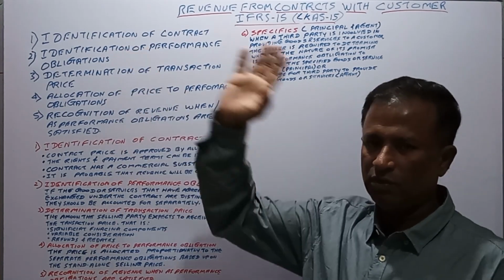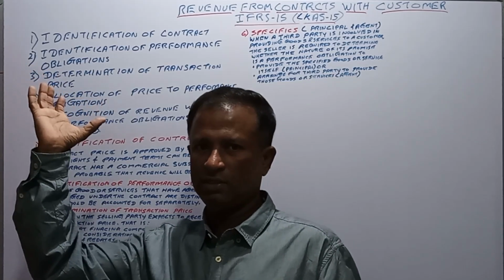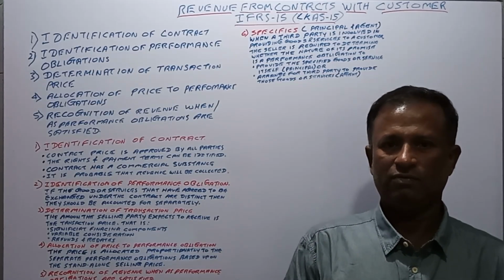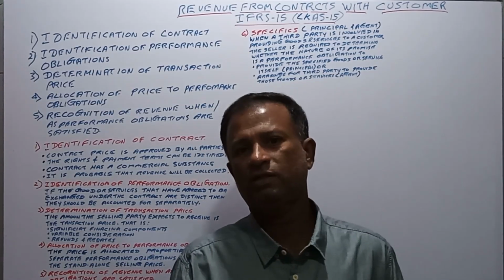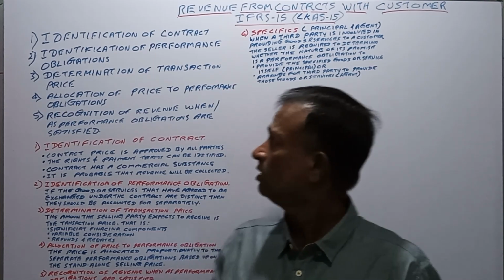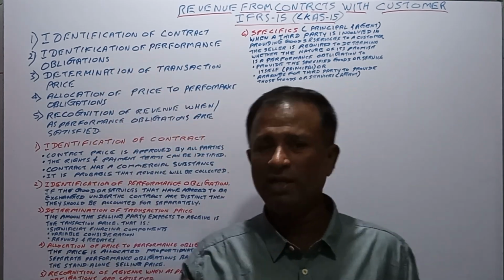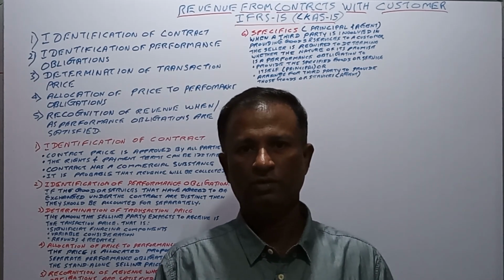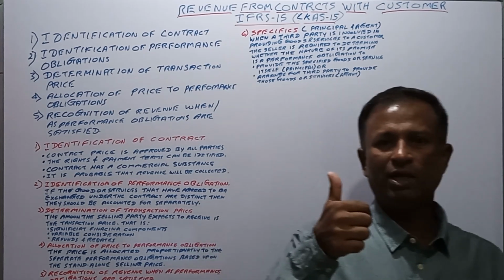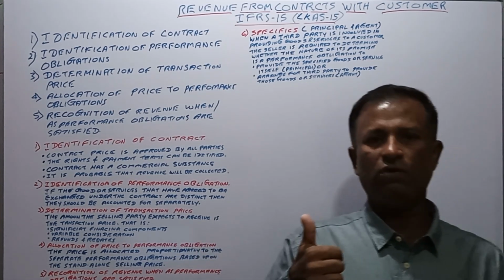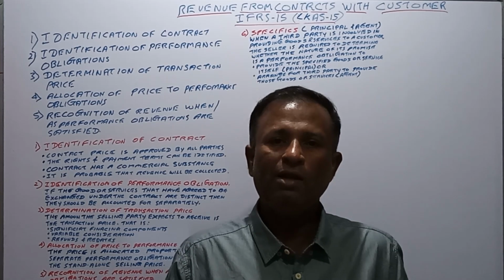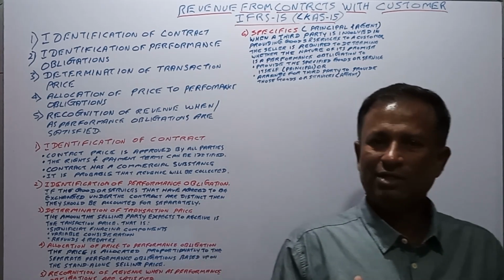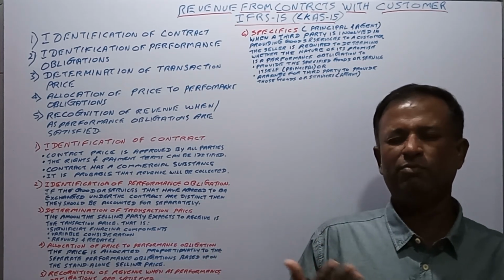First of all, in the contracts we have to identify the contract. Second one is the obligation. There should be a contract, right? The contract may be in written form, or oral, or implied term. The contract may be oral; implied term means it is understood.